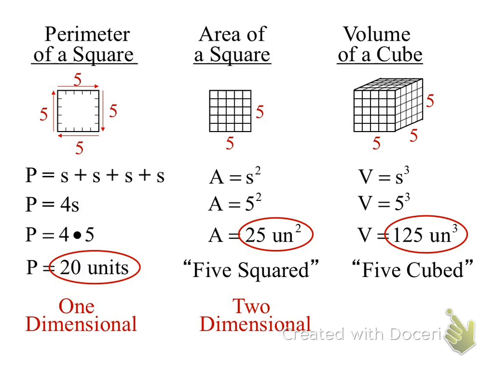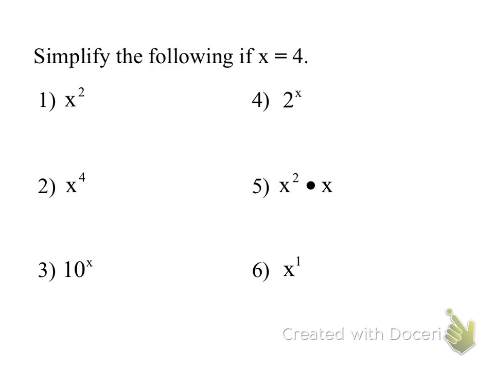So with perimeter, it's one dimension, meaning we're only adding up one dimension. Area is always two dimensions because I'm multiplying two dimensions, length by width. And volume is three-dimensional because we are multiplying length by width by height. Okay, and we use our exponents to explain that.